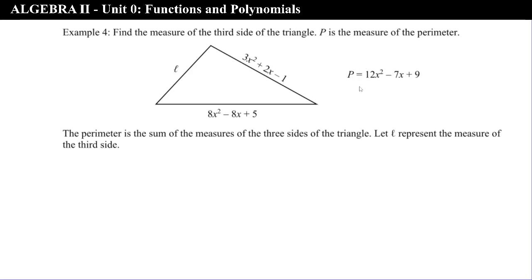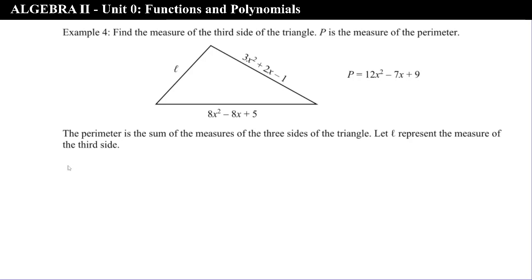We're given what the perimeter is. That's over here on the side. And then we're also given what each of these two sides are, what the lengths are in terms of a polynomial. And we know perimeter is the sum of the measures of the three sides of the triangle. So let's set it up first of all that way, okay?